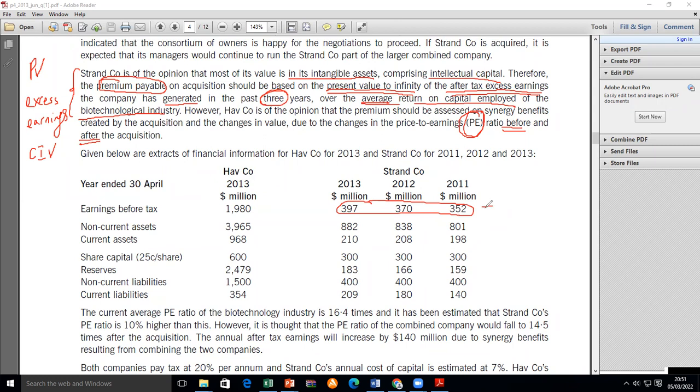So can somebody add this and get an average? What's the average of this? 373. So that's an average figure, isn't it? Yeah. 373. So this is the actual earnings.